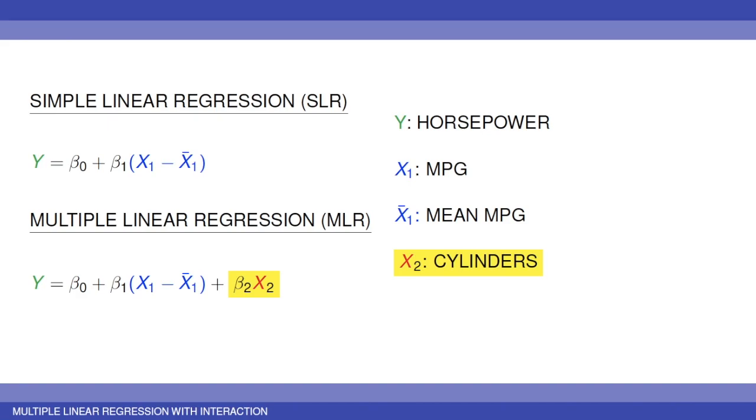We will now transition from simple linear regression to multiple linear regression. Let's compare simple and multiple linear regression. The differences between them are highlighted on this slide. Notice that simple linear regression only has one predictor, and multiple linear regression has more than one predictor. In this case, it has exactly two predictors.